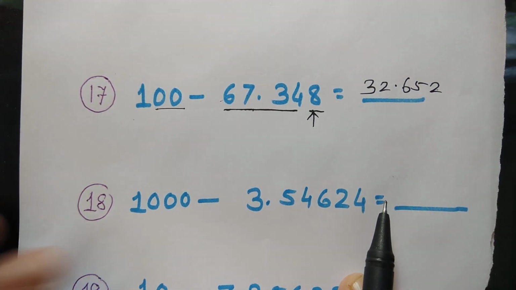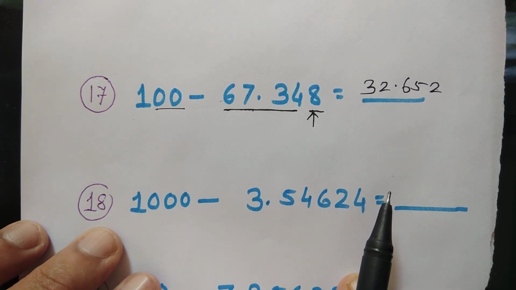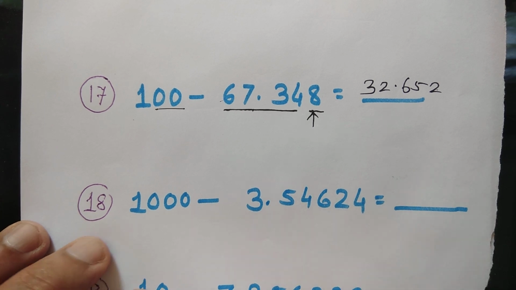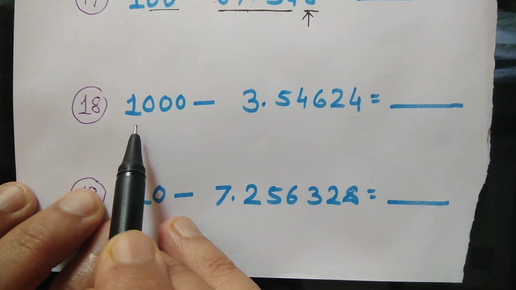So 32.365 is our correct answer. All from 9 and last from 10. Let's study one more interesting example.